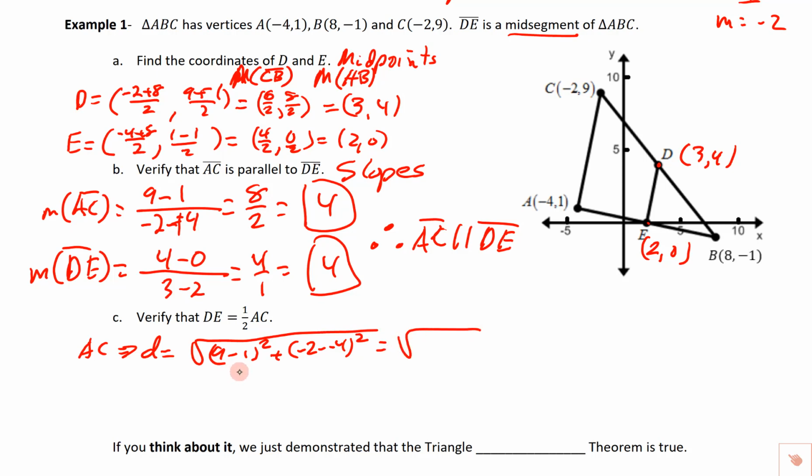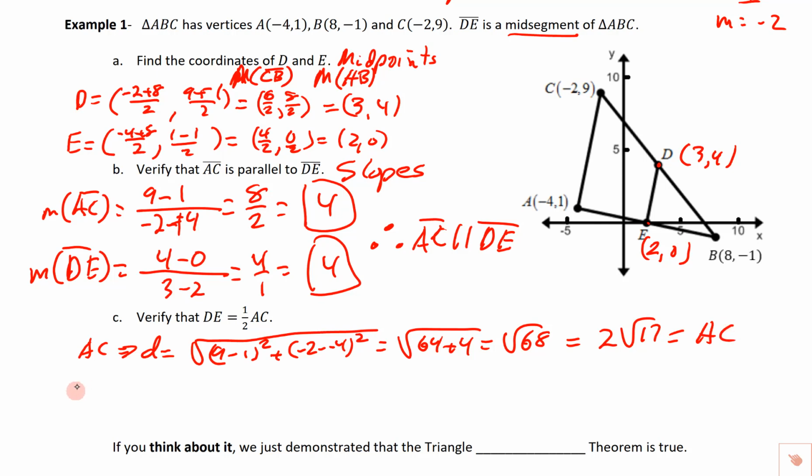That's an 8, so that's a 64. And that's a 2. Square that, so that's a plus 4. So this is the square root of 68. Which, 2 goes in there 34 times, and 2 goes into that 17 times. So am I right saying this would be 2 radical 17? Yeah. Okay. So AC is 2 radical 17.